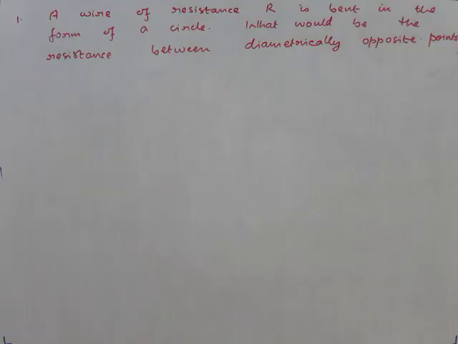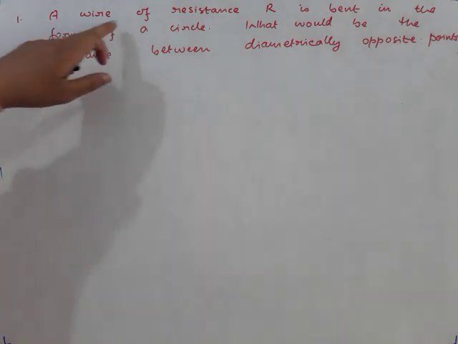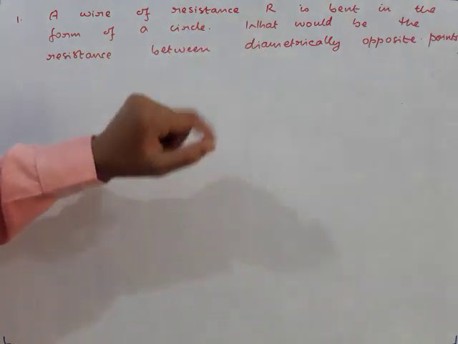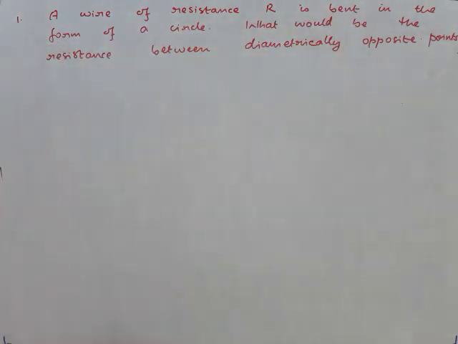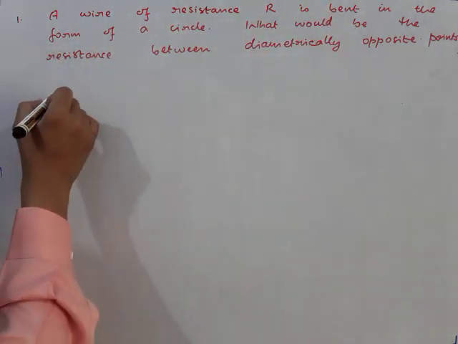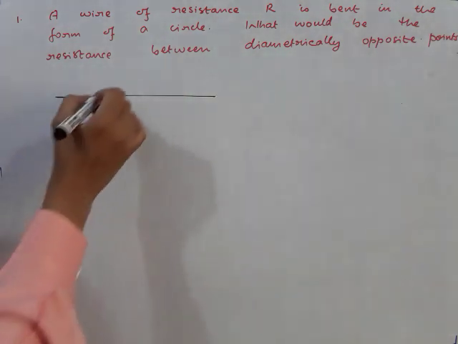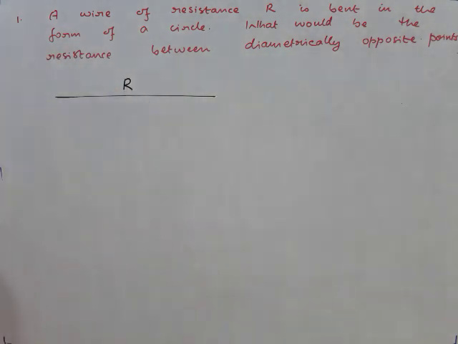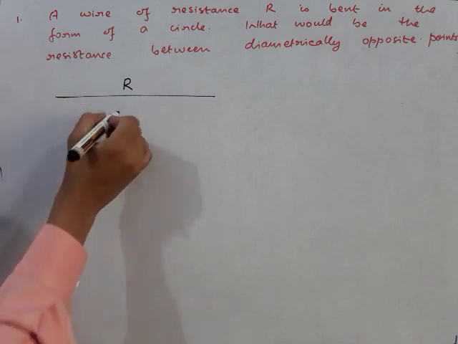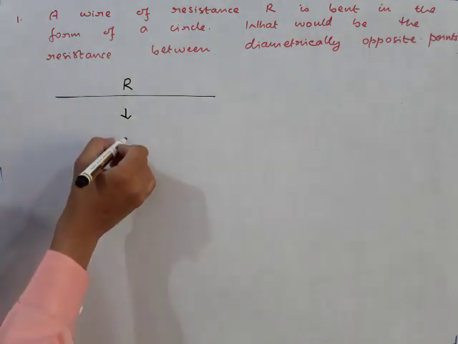Okay. Let us discuss some simple questions based on series and parallel combination. Here is the first question. There is a wire of resistance capital R. That wire is bent in the form of a circle. Suppose this is the wire. Its resistance was how much? R. The same wire, now it is bent in the form of a circle.